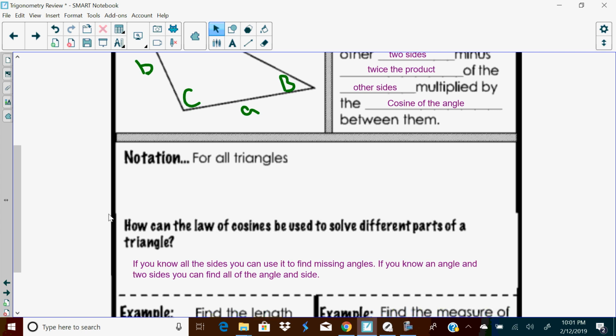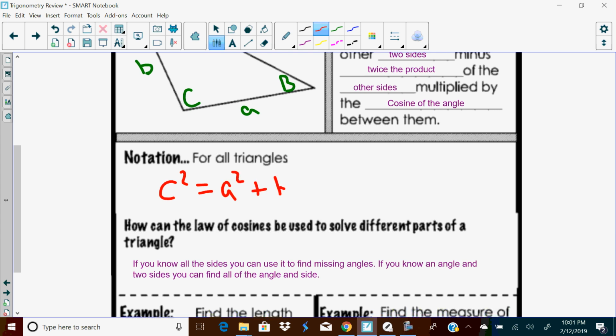So the formula for this is, and C doesn't actually mean side C. We can make any of the angles A, B, or C. So C squared has to equal A squared plus B squared minus 2 times A times B times the cosine of angle C. So angle C and side C just have to be across from each other, and then you use the other 2 to fill in the rest of the formula.